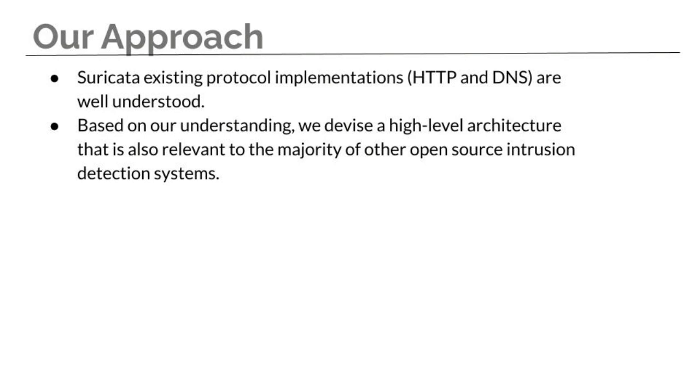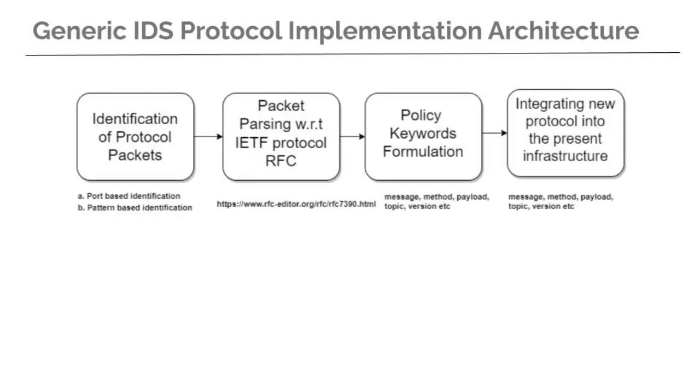To counter the challenges, we started with understanding the existing protocol implementations. One is HTTP, another is DNS. HTTP is obviously TCP based, and DNS is UDP based. So we understood how Suricata works on the existing protocols. Based on that understanding, we devised a high-level architecture that is also very relevant to the majority of other open source intrusion detection systems, and can give guidance on what can be considered in other IDS if they need to be extended for new protocols.